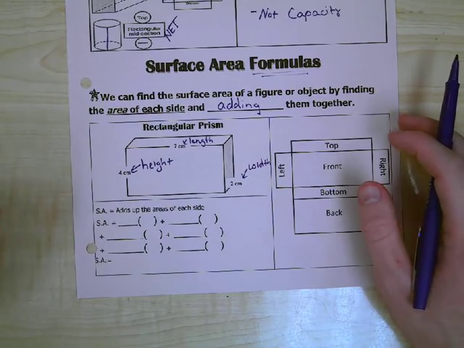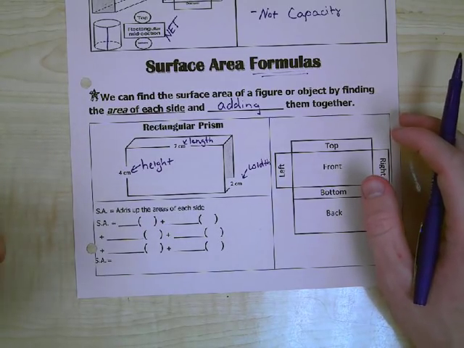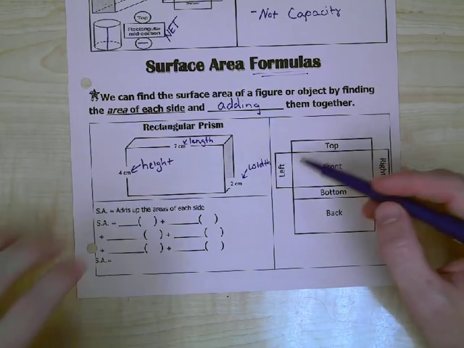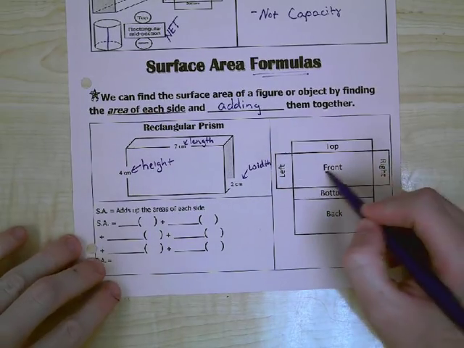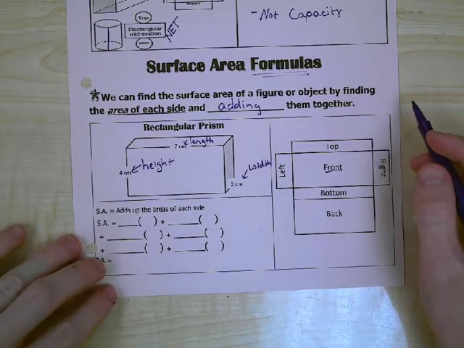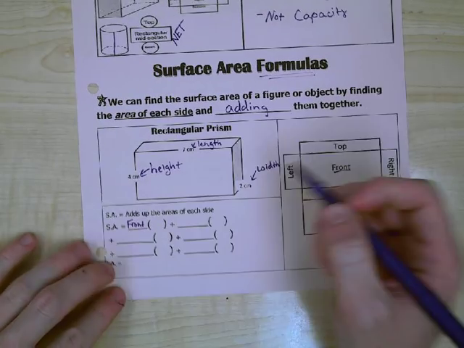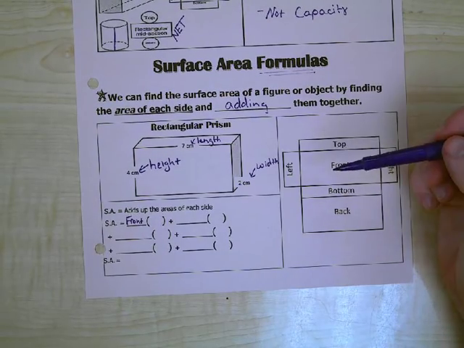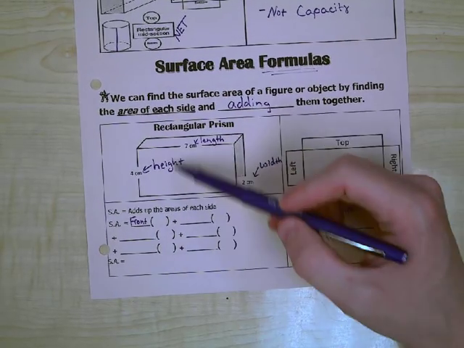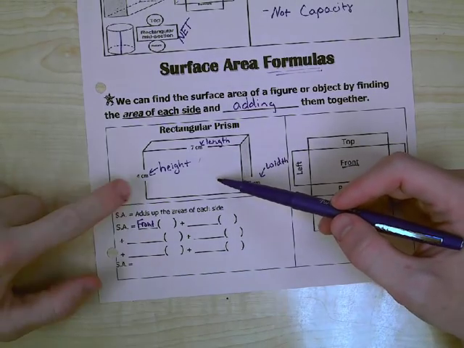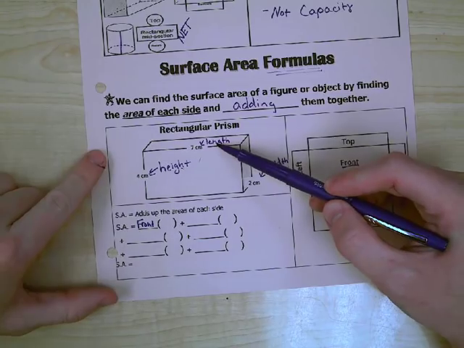Now, as mentioned above, we are going to find the area of each side and then add them together. The first side I'm going to start with is the front side. So let's put that in here. We're going to write front. To find the area of the front side, it looks like that's right here, and the two dimensions that measure the front side are the height and the length. So in order to find the area, I would just multiply the length times the height.